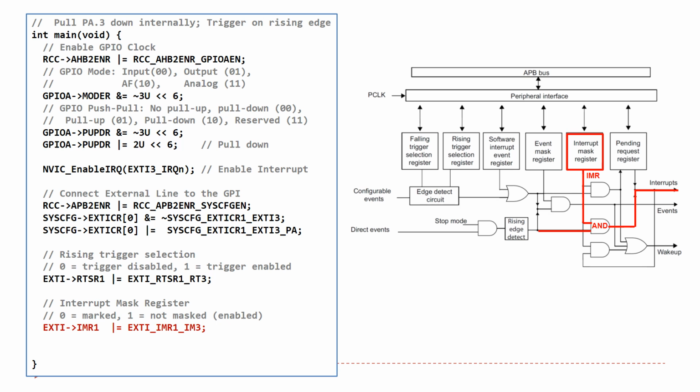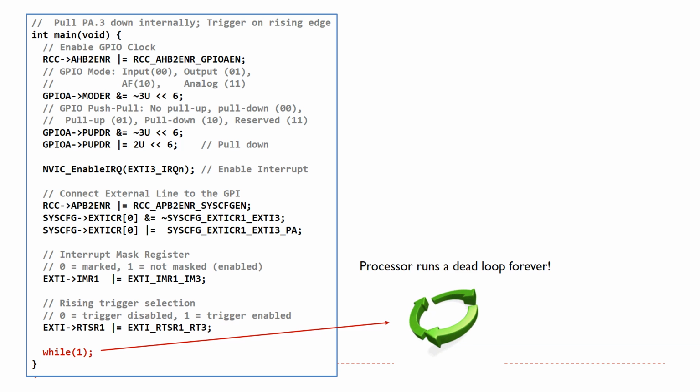Then, software sets the corresponding bit to 1 in the interrupt mask register in order to enable the interrupt request. At the end of the main function, we put a dead loop. After the program performed the initialization of GPIO and external interrupt, the processor will execute this dead loop forever.